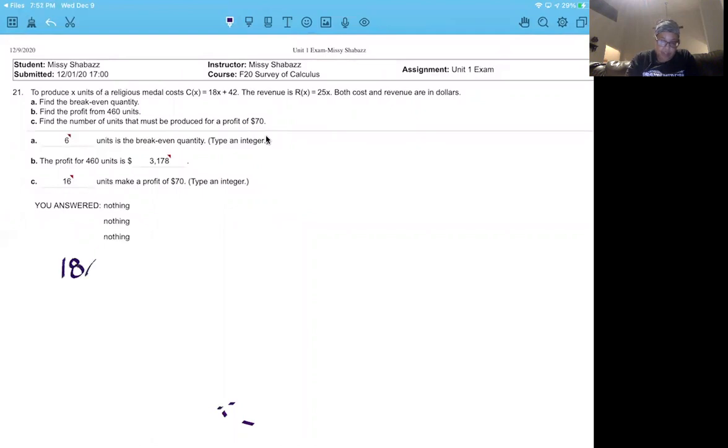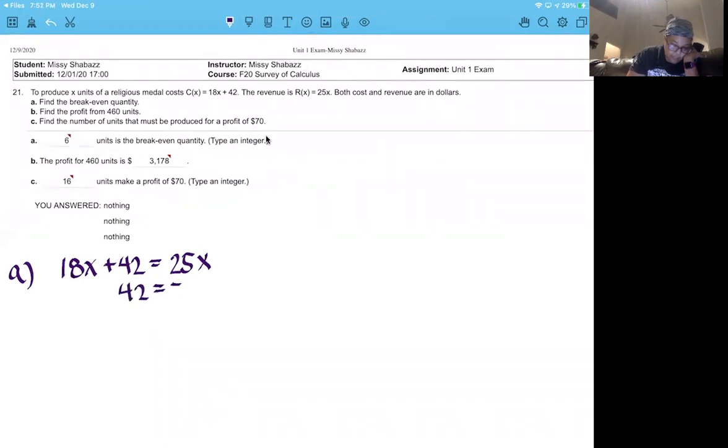So 18x plus 42 equals 25x. So let's subtract 18 from 25, and I get 7. So 42 equals 7x, and that means x equals 6. So 6 units will let us break even.